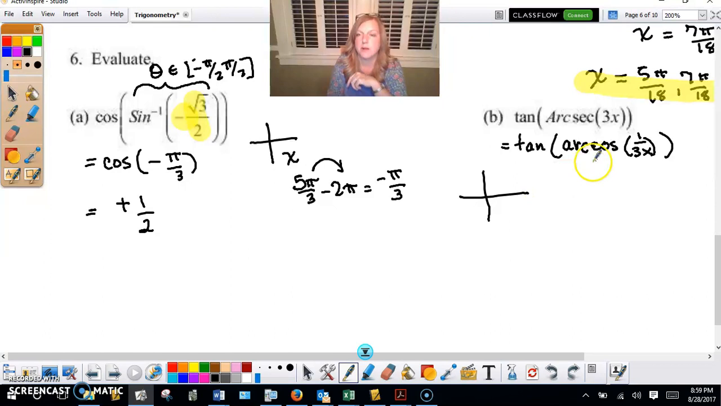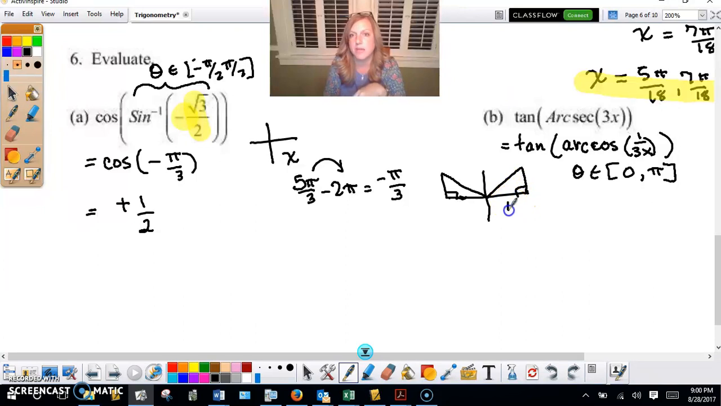This is a draw-a-triangle problem. Inverse cosine has a PVR, principal value range. This angle that we're looking at has to be between 0 and pi. So I'm going to be drawing my triangle here in quadrant 1, and you can also draw it in quadrant 2. But we will see, kind of similar to the example that we had, that it really does matter when you're doing this one. Let's do quadrant 1 first. In quadrant 1, I would do adjacent over hypotenuse, 1 over 3x.